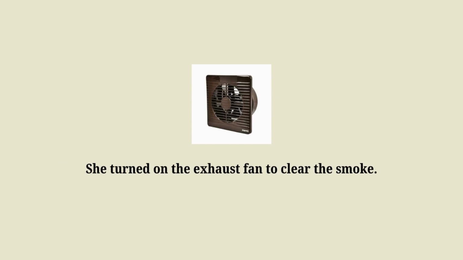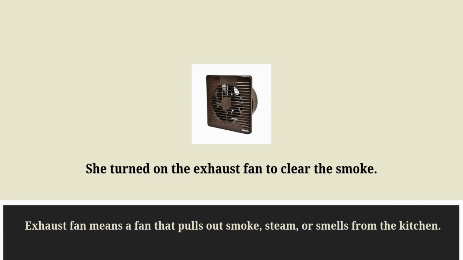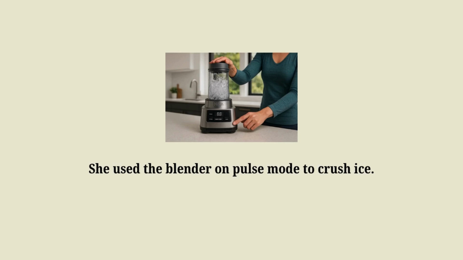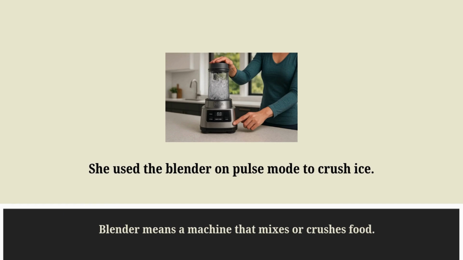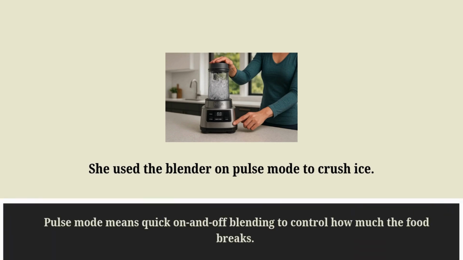She turned on the exhaust fan to clear the smoke. Exhaust fan means a fan that pulls out smoke, steam, or smells from the kitchen. She used the blender on pulse mode to crush ice. Blender means a machine that mixes or crushes food. And pulse mode means quick on and off blending to control how much the food breaks.